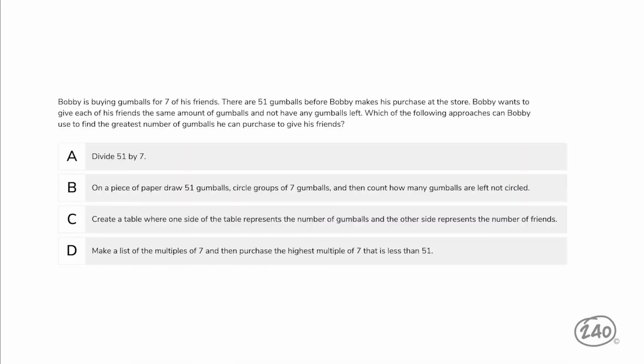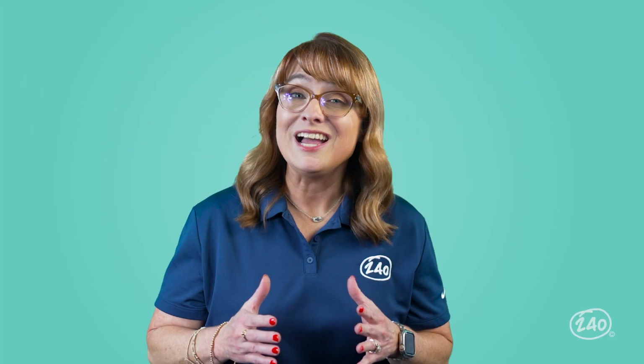Time to make sense of number sense. Bobby is buying gumballs for 7 of his friends. There are 51 gumballs before Bobby makes his purchase at the store. Bobby wants to give each of his friends the same amount of gumballs and not have any gumballs left. Which of the following approaches can Bobby use to find the greatest number of gumballs he can purchase to give his friends?